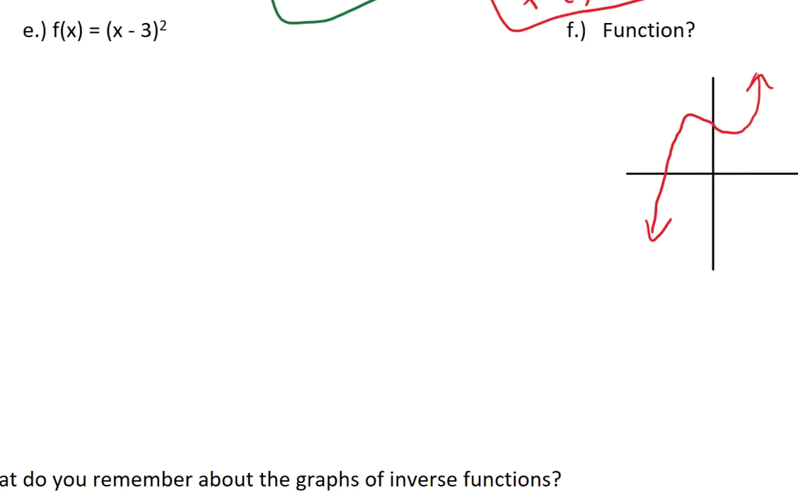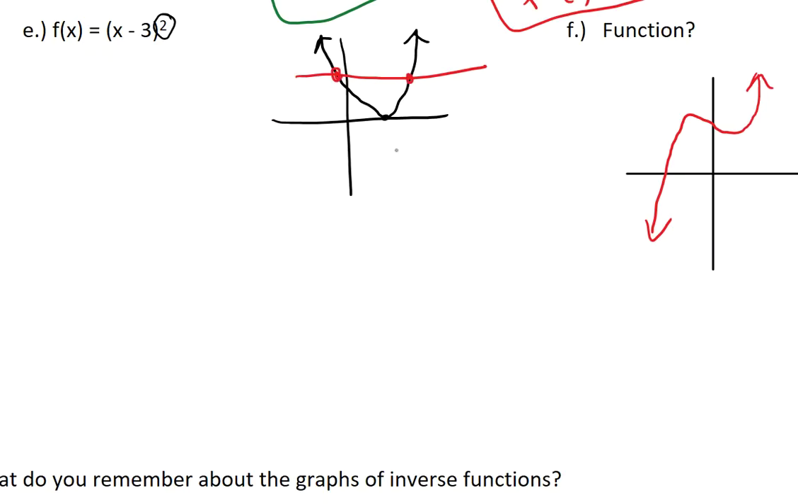Letter E gives us the function f of x equals the quantity x minus 3 squared. So based on our patterns of graphs, we know this is going to be a parabola, and it's going to be shifted to the right 3. So 1, 2, 3, and it's going to look like this. It passes the vertical line test, but as you can see, it fails the horizontal line test. So this is not one-to-one. And again, if it's not one-to-one, you cannot create an inverse.